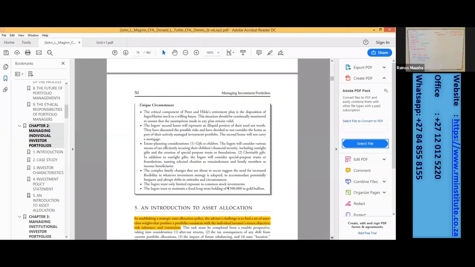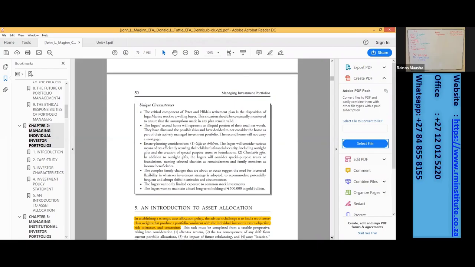Second one, the Inga second home will represent an illiquid portion of their total net worth. So they have discussed the possible risk and they have decided not to consider the home as part of their actively managed investment portfolio. So the second home will not carry a mortgage as well, which means that's another unique circumstance as well.